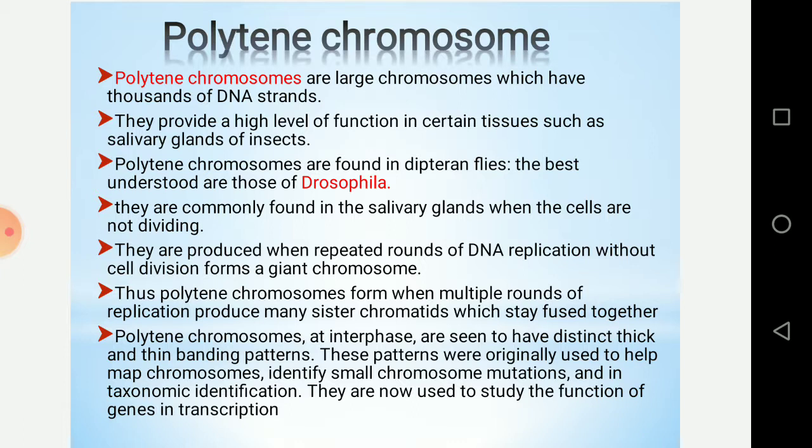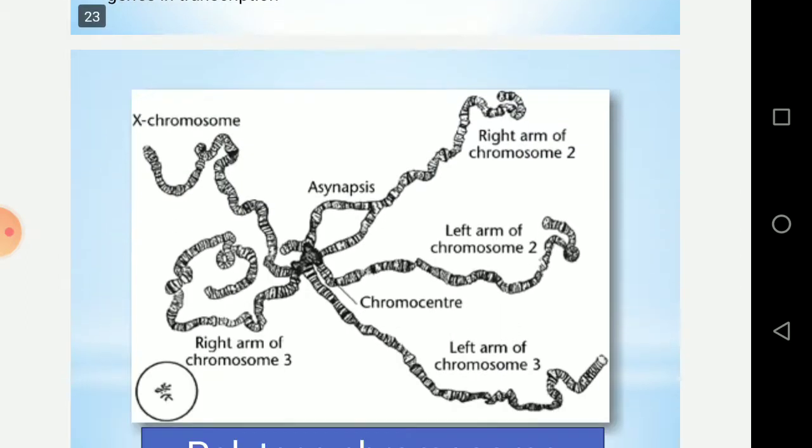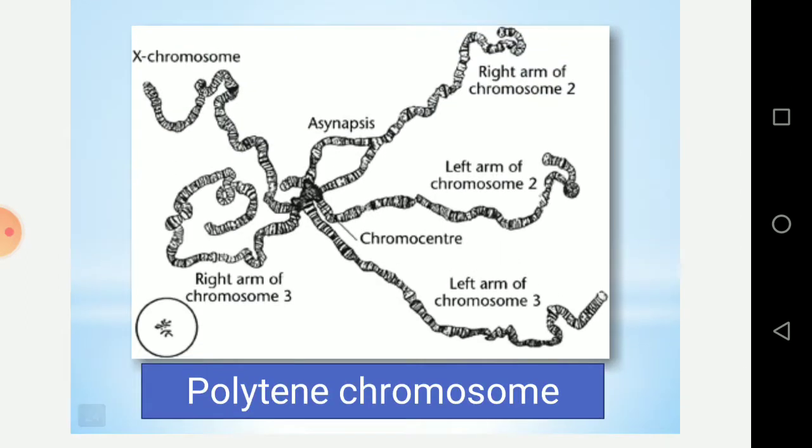So these are the characteristics of polytene chromosome. They are now used to study the function of genes in transcription. So this is the diagram of polytene chromosome. You need to draw and practice this diagram.